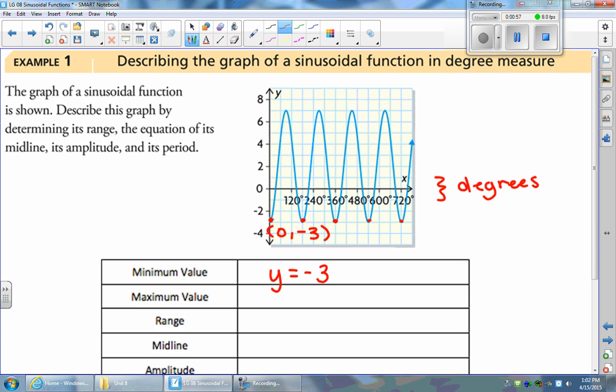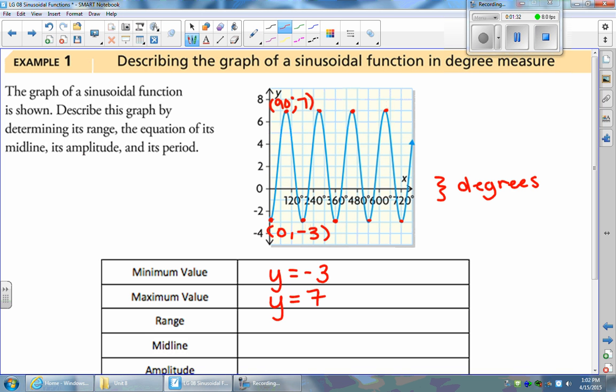And the same would apply to our maximum value. We would choose any of these maximum points. Doesn't matter which one you choose. Okay, but let's just choose the first one. And we would look at the measure of that. And we would notice that the x looks like it's around 90 degrees, which isn't really important for our maximum. And our y value looks like it's 7. So our maximum y value is going to be 7.